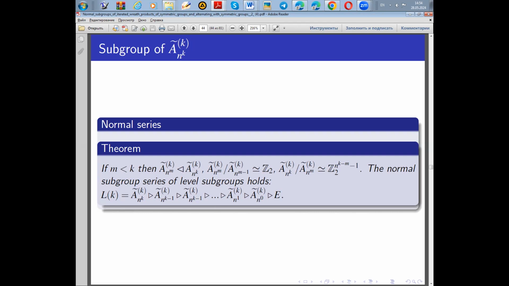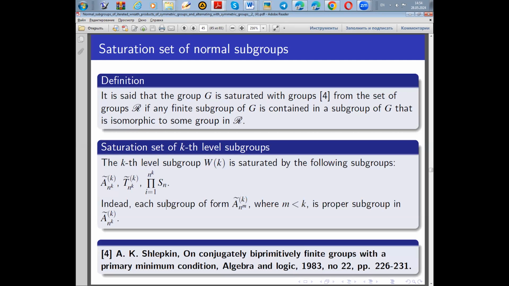This is such subgroups. And it says that group G is saturated with groups from the set R if any finite subgroup of G is contained in a subgroup of G that is isomorphic to some group in R. So R has subgroups A tilde K and K, T tilde K and K, and the direct product of S_n with n in power K copies or multipliers. It's such a saturation set.